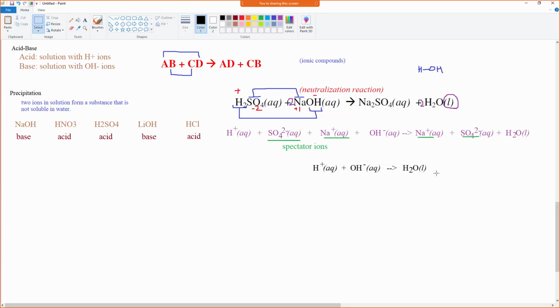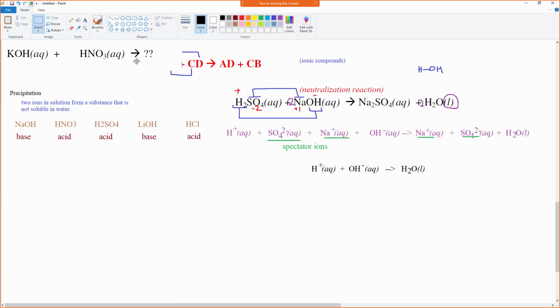So unlike the precipitation reactions where you would have to say, oh, let me identify what the precipitate was, it always just makes water. And it's a little bit easier. All right, let's try it with another one before we look at our worksheet problems here.